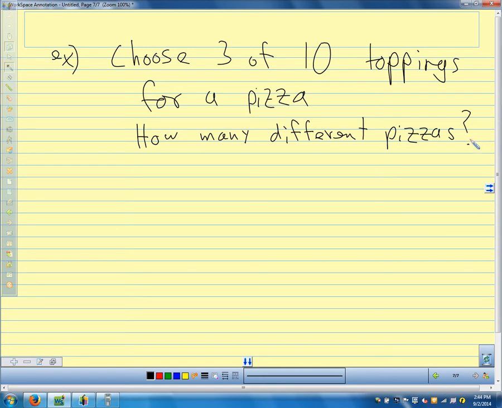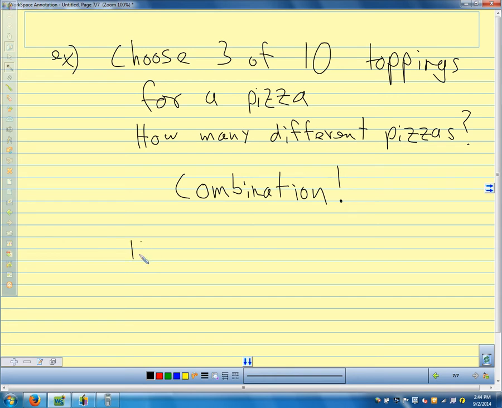All right, so are pizzas different if we arrange the toppings differently? No, it's the same pizza, right? It's a pepperoni, mushroom, and sausage, whatever. Doesn't matter if we do sausage, mushroom, pepperoni, it's the same pizza. So this is going to be a combination. Doesn't matter what order they put the toppings on when they assemble your pizza, it's going to be the same thing. This is a combination.